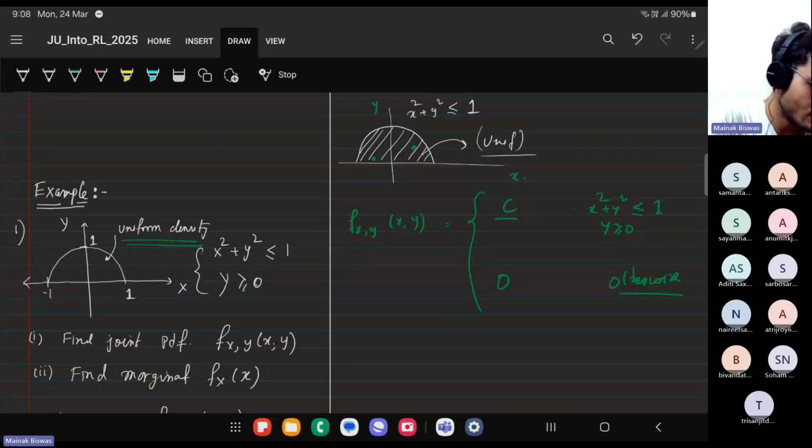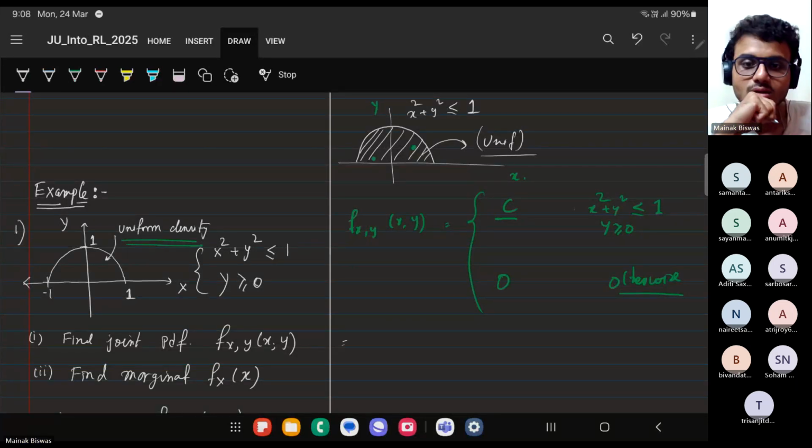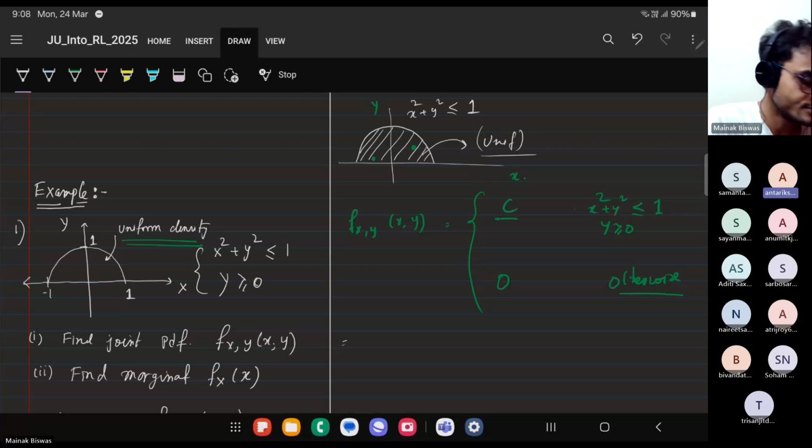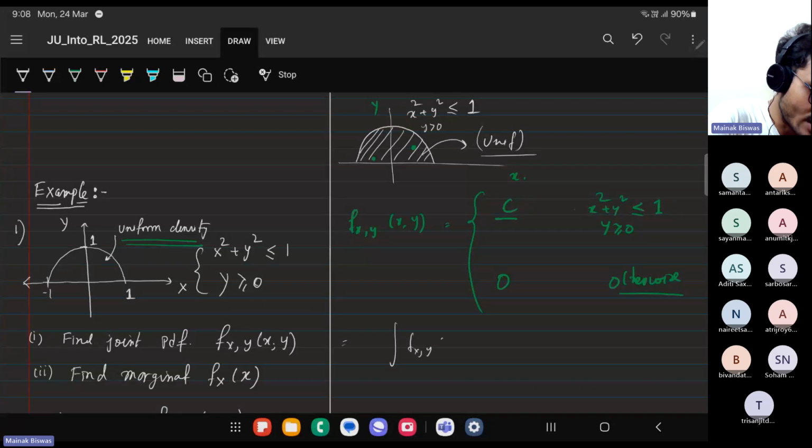If you're following, what should I do? I should integrate f(x, y) in which region? x squared plus y squared less than 1 and y greater than 0. Yes or no?